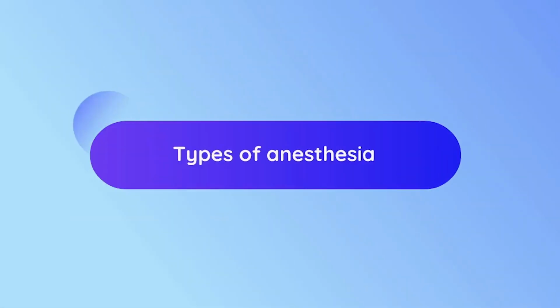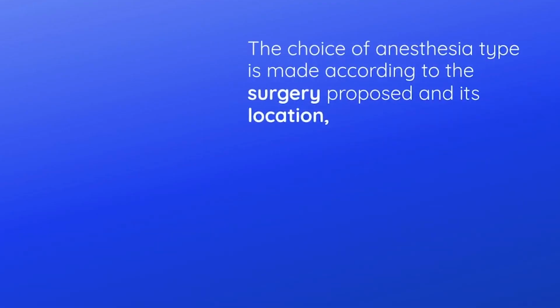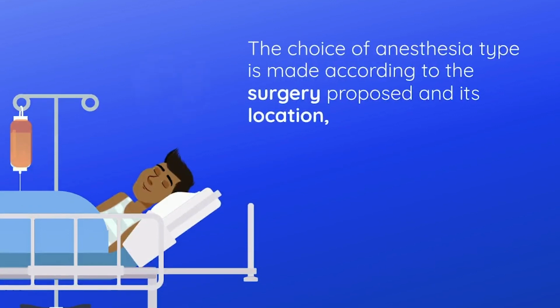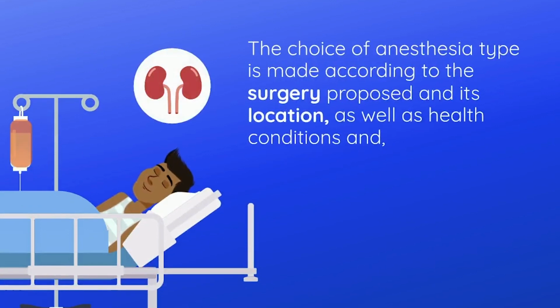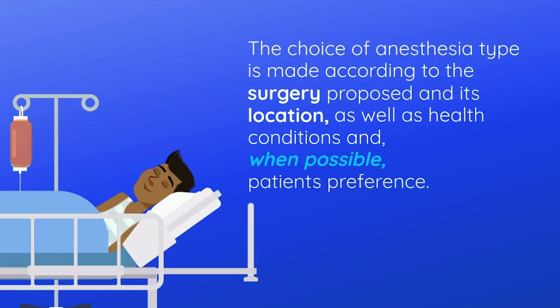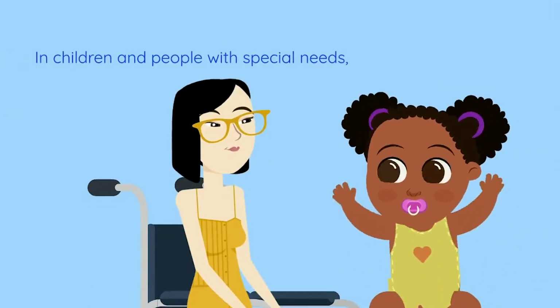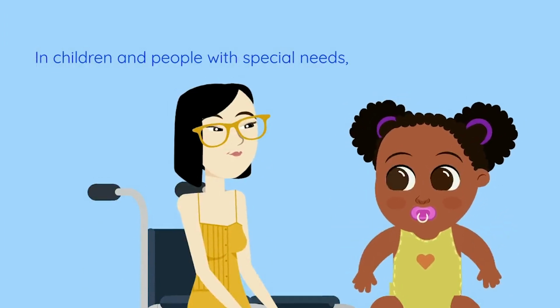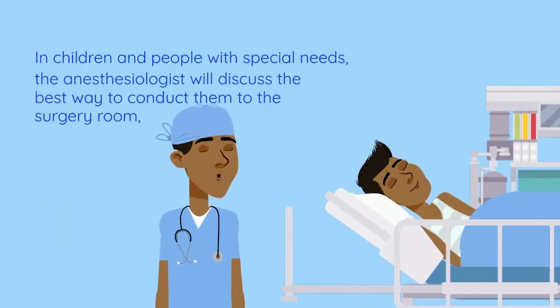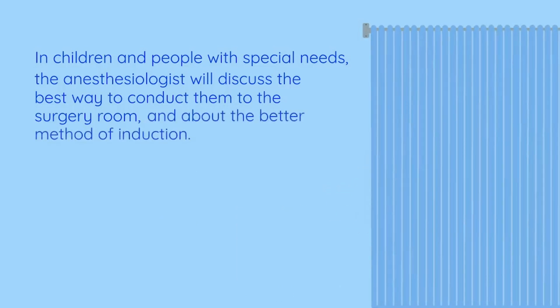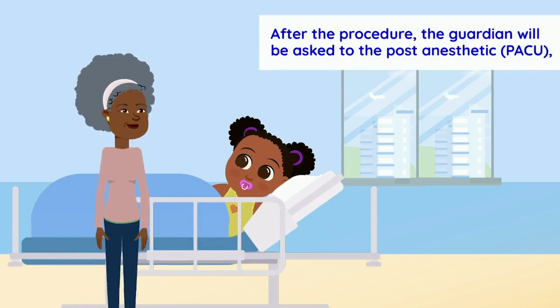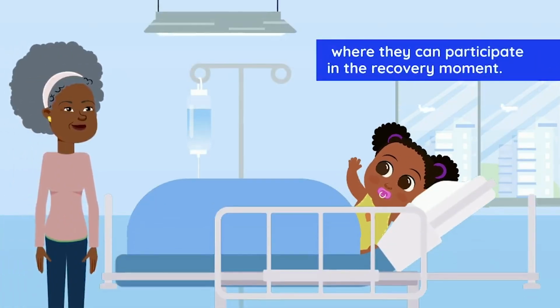Types of anesthesia. The choice of anesthesia type is made according to the surgery proposed, and its location, as well as health conditions, and when possible, the patient's preference. In children and people with special needs, the anesthesiologist will discuss the best way to conduct them to the surgery room, and about the better method of induction. After the procedure, the guardian will be asked to come to the post-anesthetic PACU, where they can participate in the recovery moment.